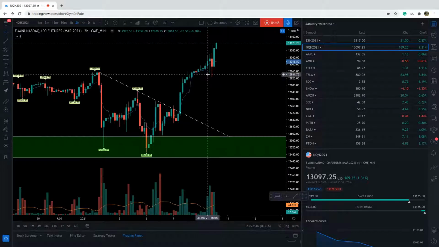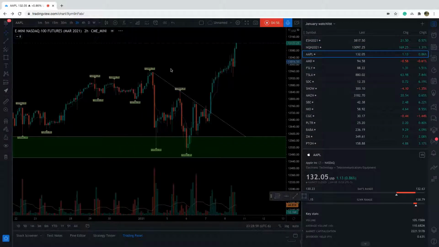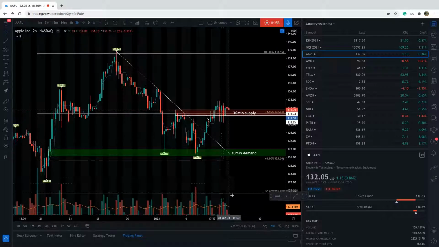We had a continuation. We were kind of plateaued at this level, and then we came back down to retest it and moved higher. So let's get into some well-known tickers that we commonly trade.